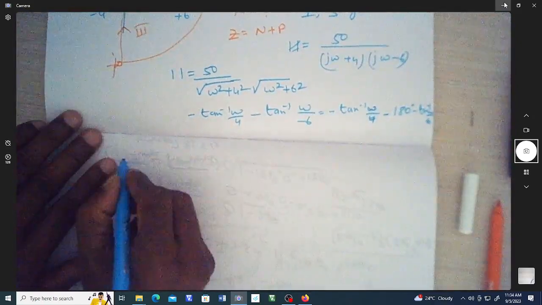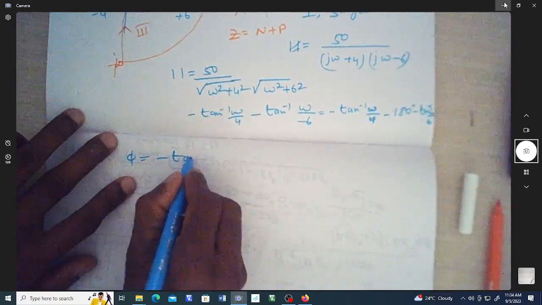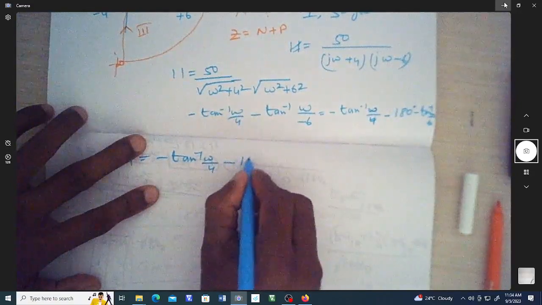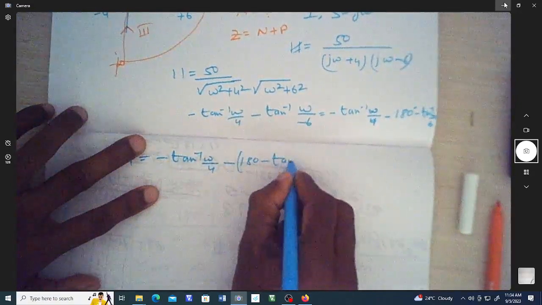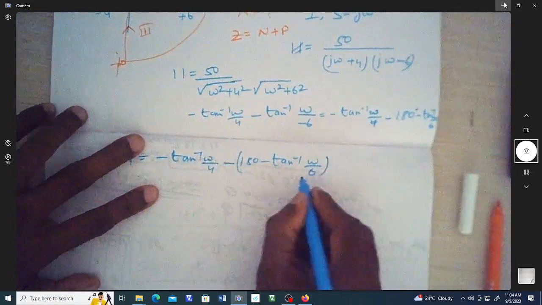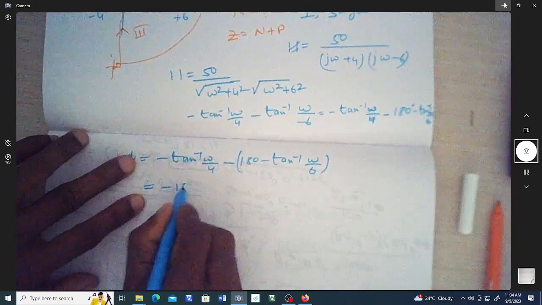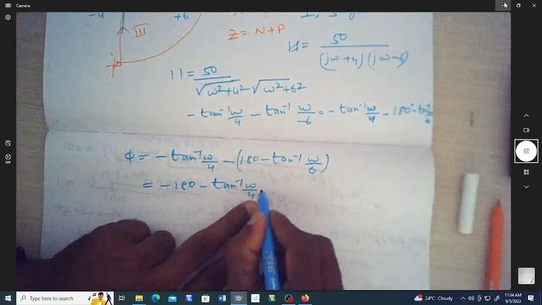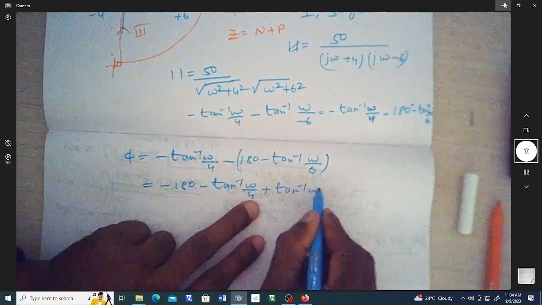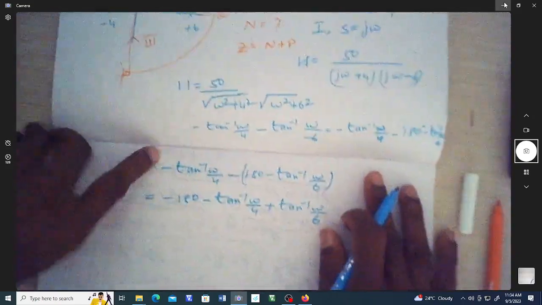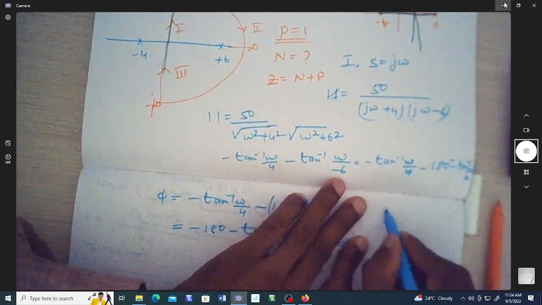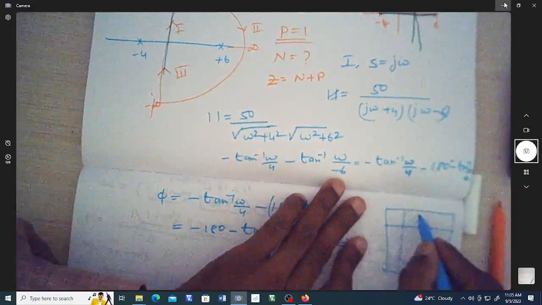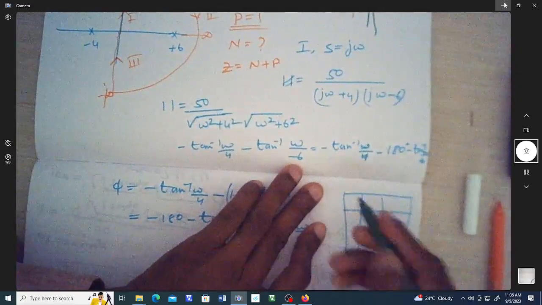So this equation, the phase equation, becomes minus tan inverse of omega by 4 minus of 180 minus tan inverse of omega by 6. So this ultimately becomes minus 180 minus tan inverse of omega by 4 plus tan inverse of omega by 6. Now let us give different values of omega and try to find out the magnitude and phase at different omegas. So let us first do it for extremes.